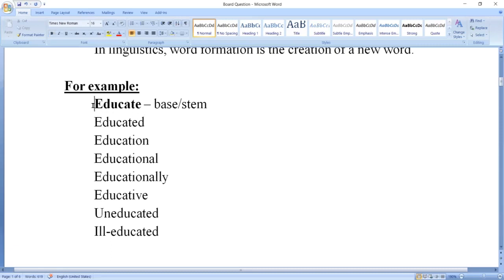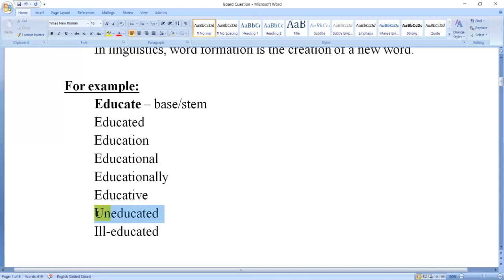Educate is itself a verb, but we have here used a suffix d, and it has become a new word, that is educated, and this word is in its adjective form. In education, we have added ion, just removing the e from educate, and we have got another new word, and this new word bears a particular meaning, and this word is in its noun form. In this way, by adding suffixes or adding prefixes, we can form newer words.